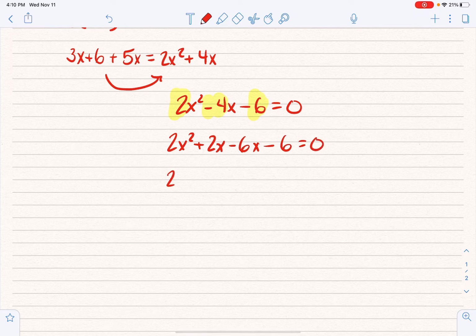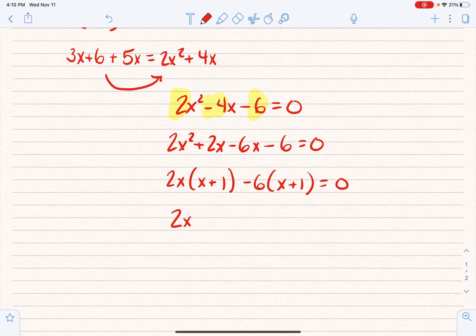So therefore, I'd have 2. You can factor out of these first two terms, you can take a 2x out, which would leave me with x plus 1. Out of the next two terms, you take a negative 6 out, which leaves you with x plus 1. So then you're at 2x minus 6 times x plus 1. And all of that equals 0.